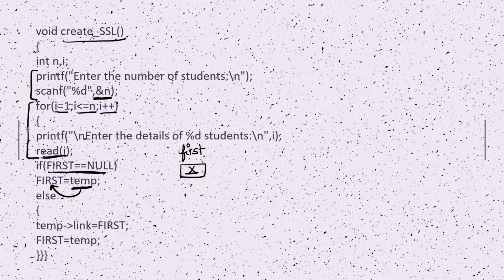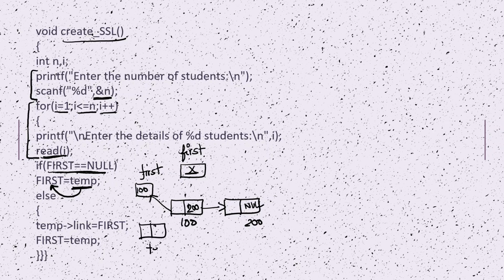Otherwise, if it is not empty, let's assume there are some nodes like this, and this is the first one. Let's say the address of this is 100, and the address of this is 200. So this would contain 100, this would contain 200, and this is going to contain null. Now, if I want to insert one node called temp, not in between, sorry, in the beginning, understand this, I want to insert a node over here.